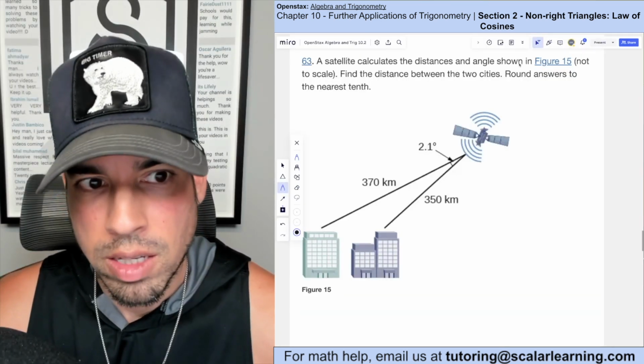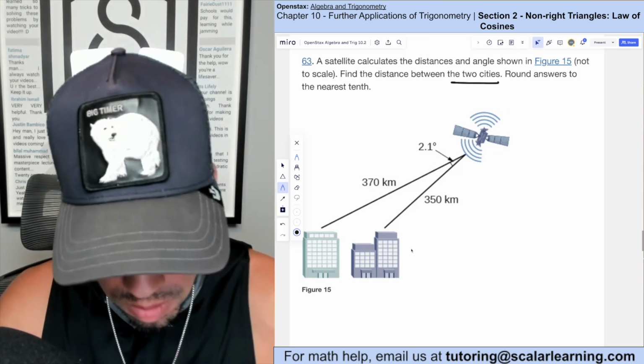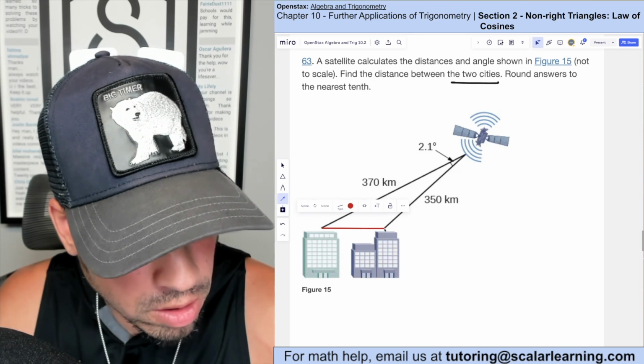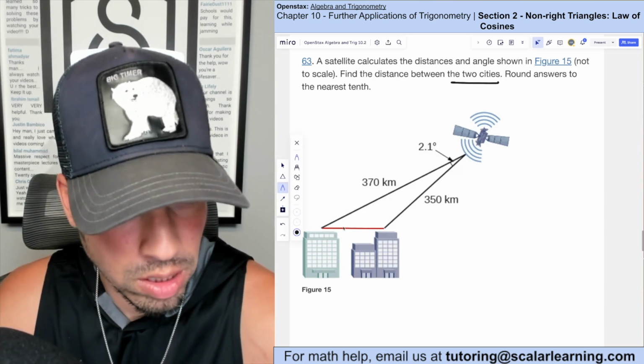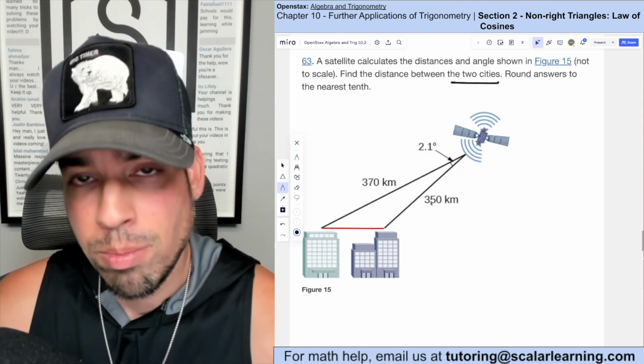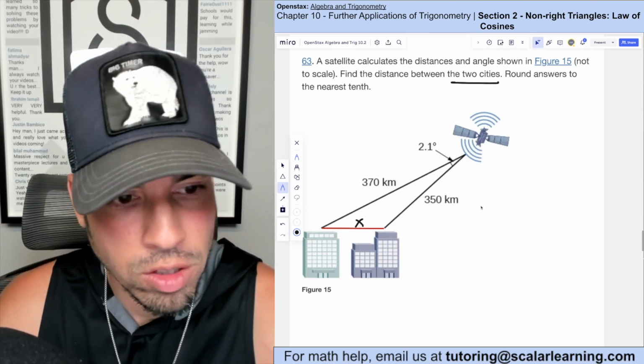A satellite calculates the distances and angles shown. Find the distance between the two cities. So I'm going to draw on a little line here, and we're going to complete the triangle, and this is the distance between the two cities. So now you can see that this is set up perfectly for law of cosines, and I'm going to call this side in red, I'm going to call it x, so let's set it up now.